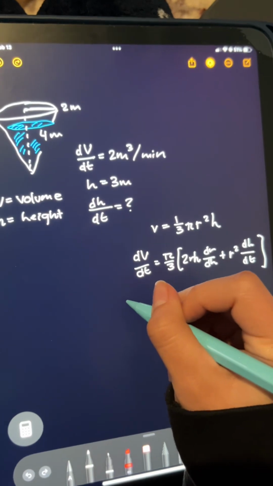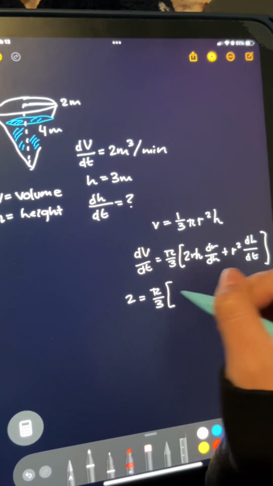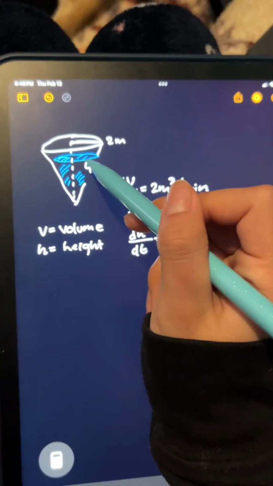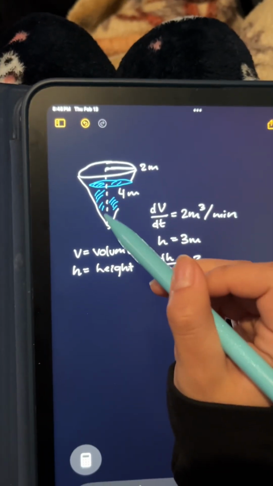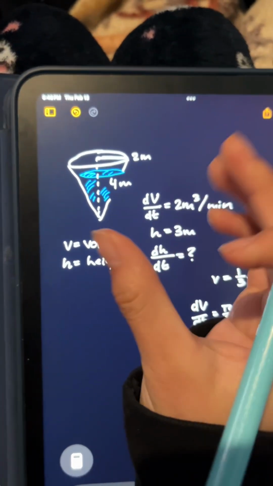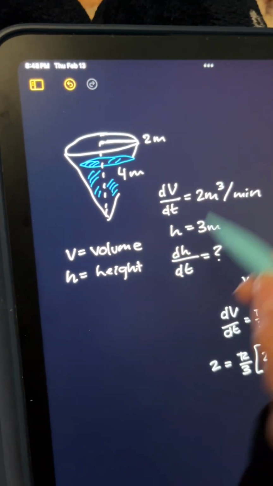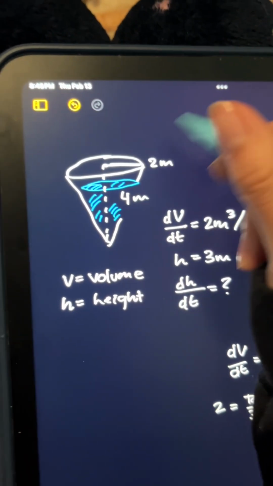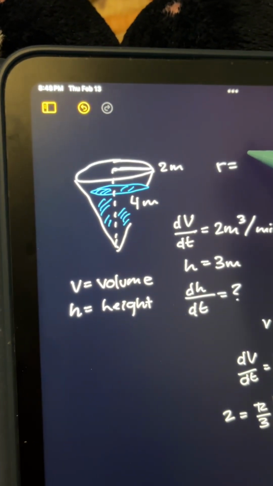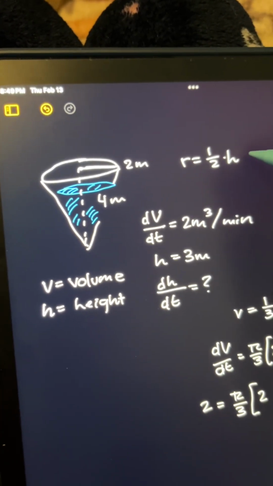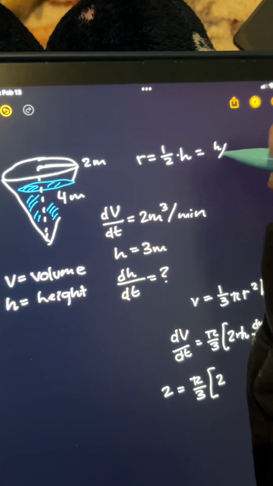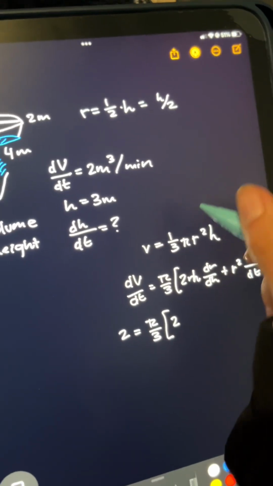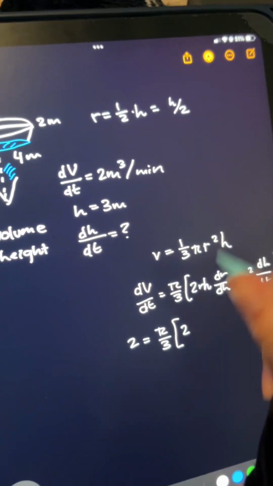We already have this one, so that's 2 equals pi over 3 times. No, we want to find the radius, and even though it was given to us right here, this is not the radius for here. Ms. Hernandez was telling us it's going to change as you go up, because it's a cone, it's getting wider. So to find the radius, we note here that the radius is half of the height, because it's 2 over 4. Another way to write this is just h over 2. So now we have our r. It's h over 2, and we have h, which is 3.